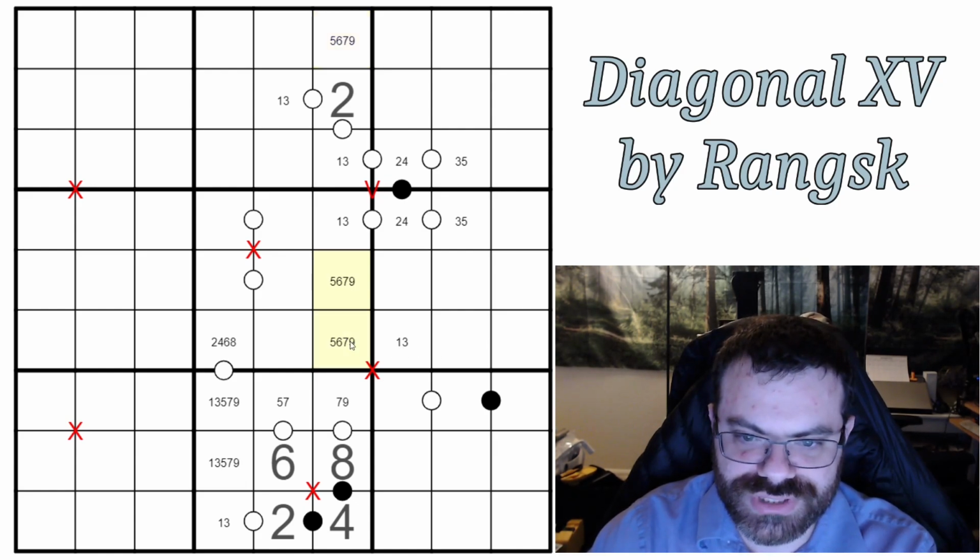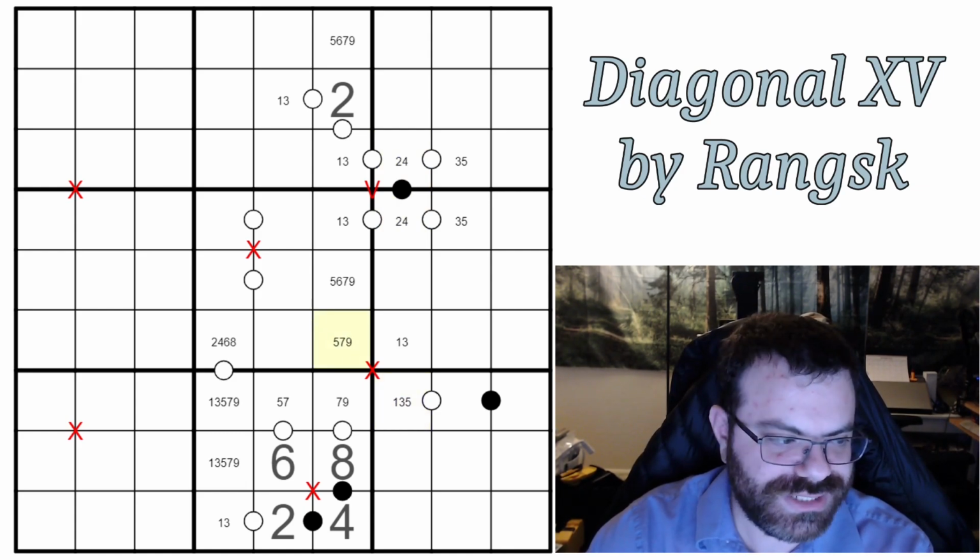And there's no eliminations for that yet. But 5, 6, 7, 9 has to add to 10. So we can be 1, 3, 4, or 5. So that's how you add to 10 with that. But we have a 2, 4 pair here, which means this can't be 4. So that removes 4 and 6 from there, because if we remove 4, we have to remove 6, so we can still add to 10.